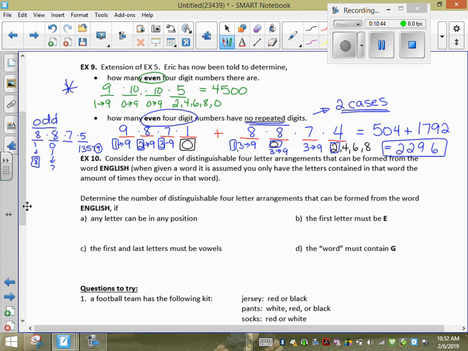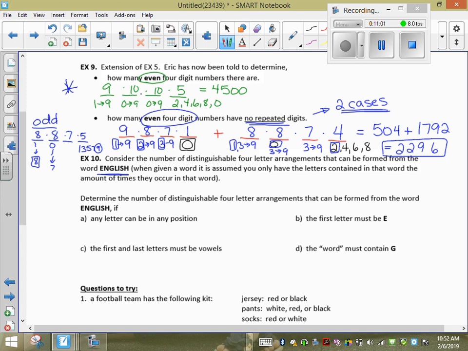We're going to look at example 10. Consider the number of distinguishable four-letter arrangements that can be formed from the word English. So when I have the word English, it assumes that there's no repetition because it's like you have Scrabble tiles. You have one E, one N, one G, one L, one I, one S, one H.